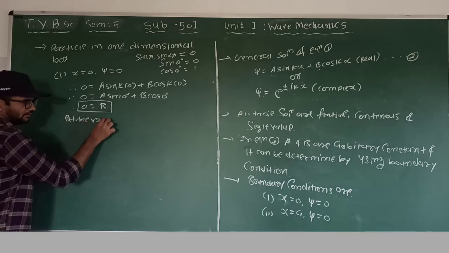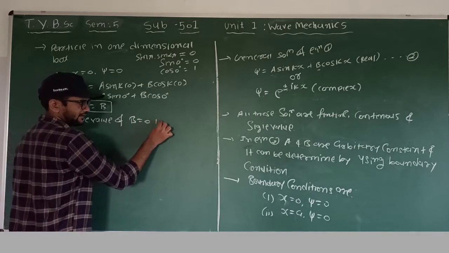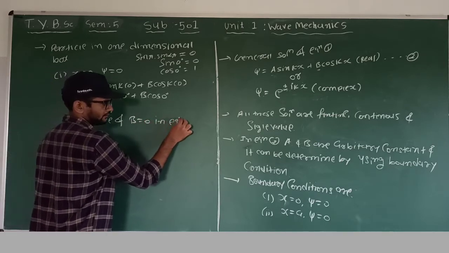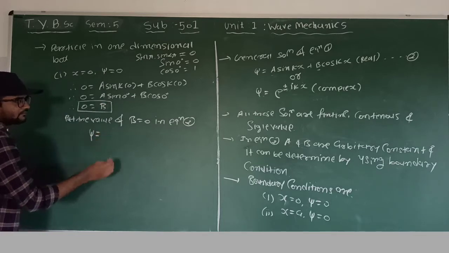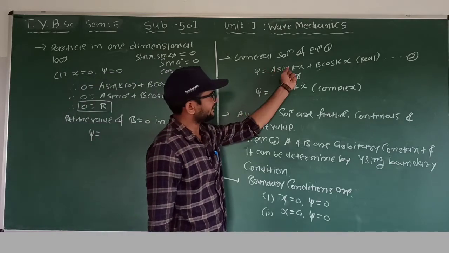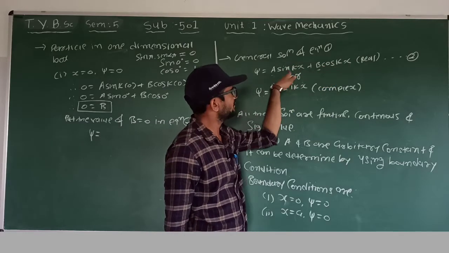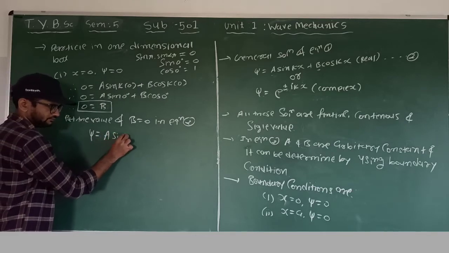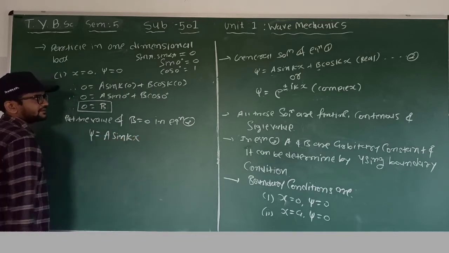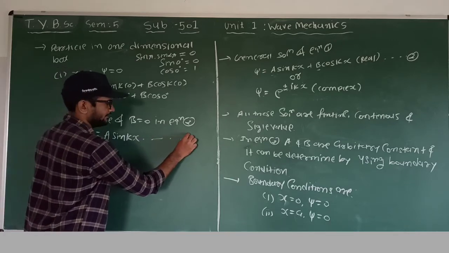Put the value of b is equal to 0 in equation number 2. It means psi is equal to a sin kx. The value of b is 0, so 0 into 0 is equal to 0. So the value of psi is equal to a sin kx. This is equation number 3.